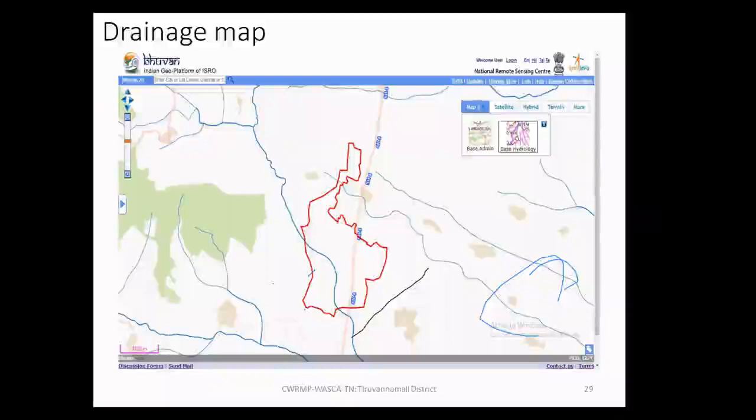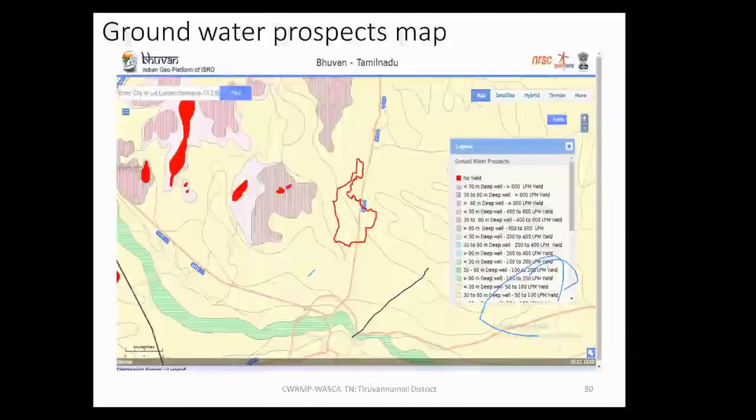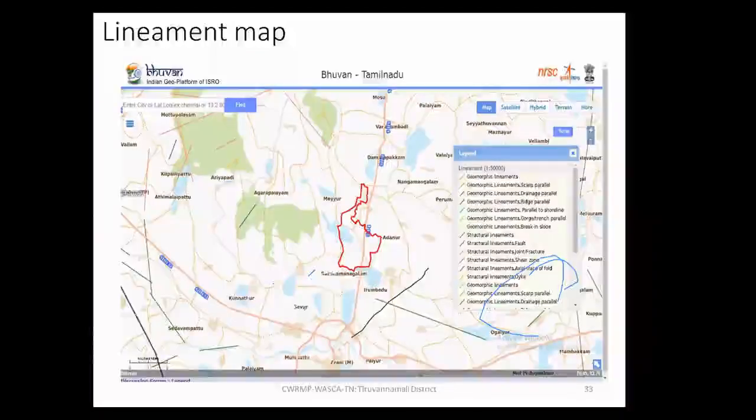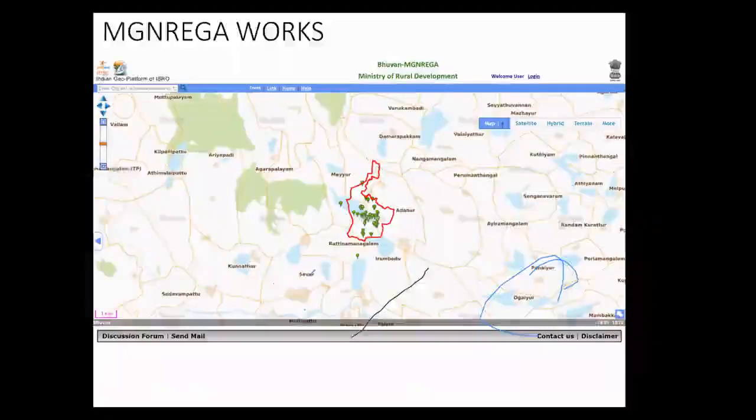As you know, that's the beauty of remote sensing. If they do any work, maybe after 2 or 5 years, we can monitor that work. The groundwater prospects map is also used for planning. Geomorphology, the terrain map and the lineament map are also used. And finally, they have the MGNREGA work map. They have an MGNREGA portal linked completely with Bhuvan, and whatever work has been carried out so far has been mapped here.